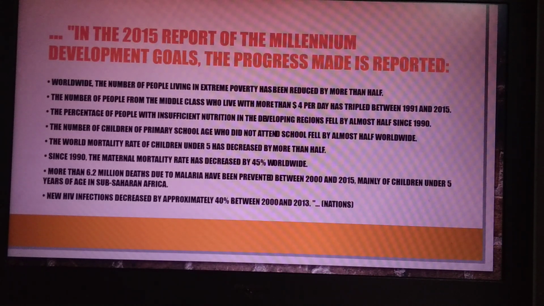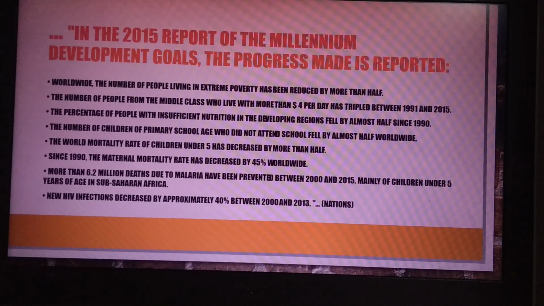In the 2015 report of the Millennium Development Goals, the progress made is reported. Worldwide, the number of people living in extreme poverty has been reduced by more than half. The number of people from the middle class who live with more than $4 per day has tripled between 1991 and 2015. The percentage of people with insufficient nutrition in the developing regions fell by almost half since 1990.